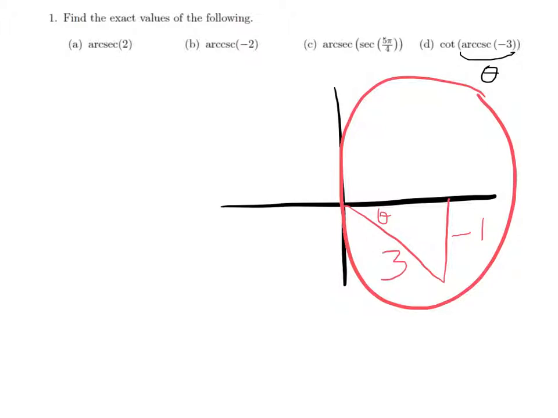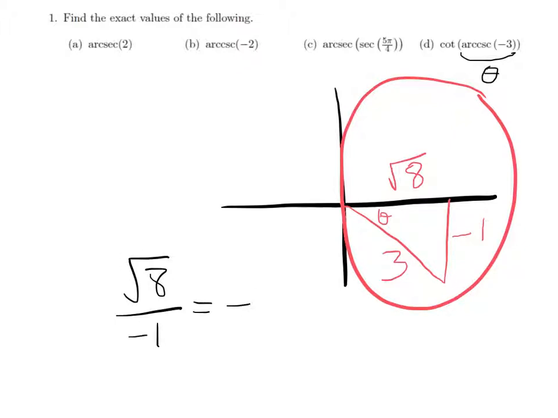The Pythagorean theorem would give us 9 minus 1 is 8, square root of 8, which we can reduce. And this is to the right, so that one's positive. This is down, that one's negative. And the hypotenuse is out, so it's always positive. Now do cotangent of that. Cotangent is adjacent over opposite. So we would get square root of 8 over negative 1, which can be reduced to negative 2 square root of 2. And that would be the answer to part D.